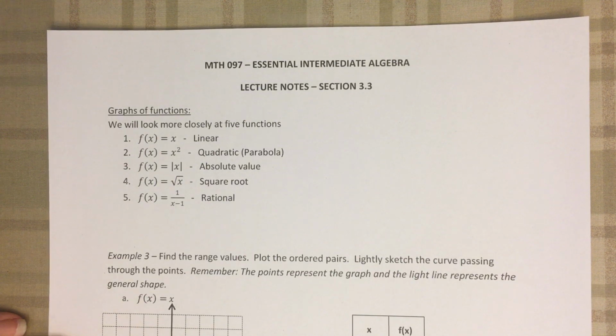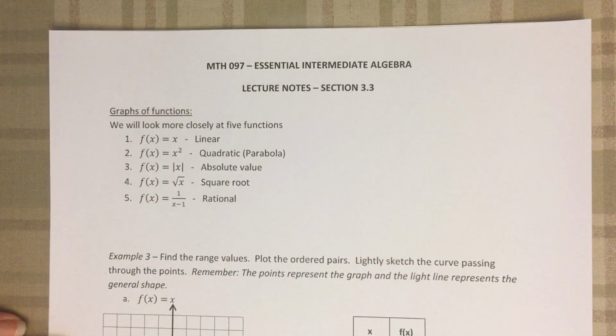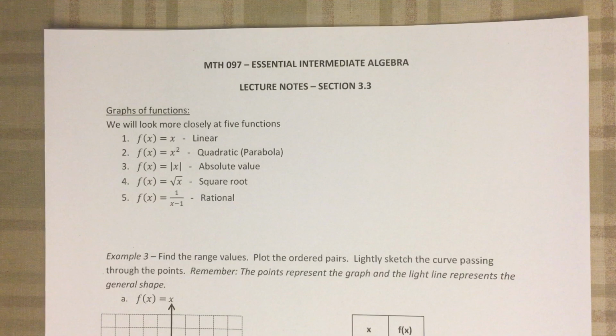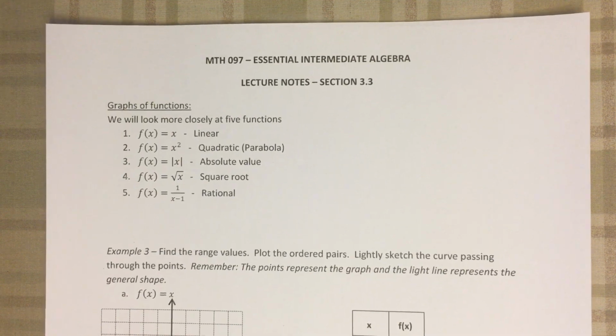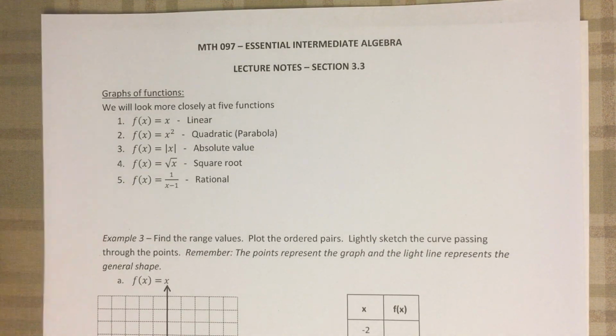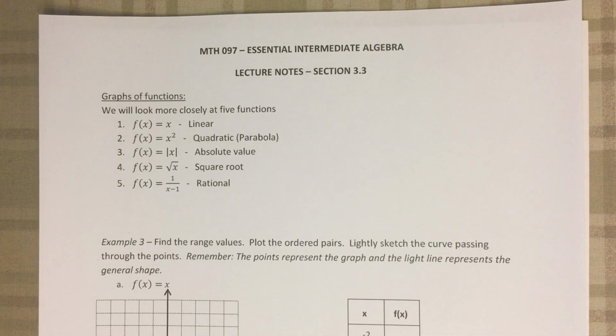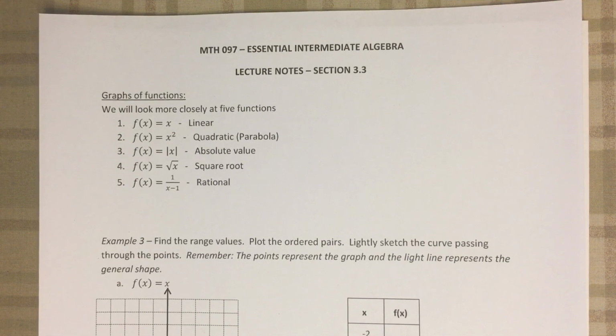In the last couple of sections, we've talked a lot about our different types of functions. Right? So we're going to look at these different types of functions, talk a little bit about their shape, find some range values, and make some generalizations about what the graphs of our functions look like. As we're going through these problems, notice that the instructions at the beginning of example 3 say that we're going to find our range values, plot the ordered pairs, and lightly sketch the curve passing through the points.